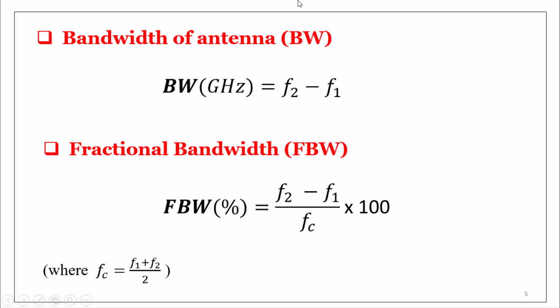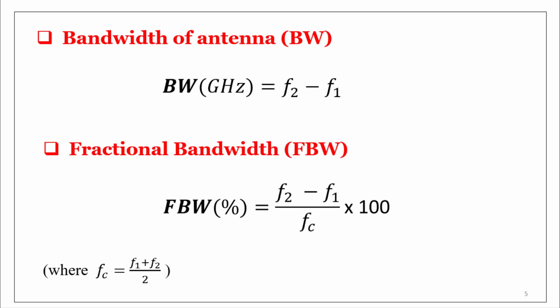So the bandwidth of an antenna is equal to frequency 2 minus frequency 1, which gives the exact value for our antennas or array antennas. For example, if we have 8 gigahertz for f2 and 4 gigahertz for f1, the bandwidth of our antenna is 8 minus 4, equal to 4 gigahertz.